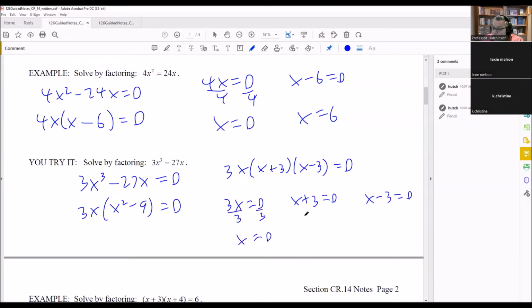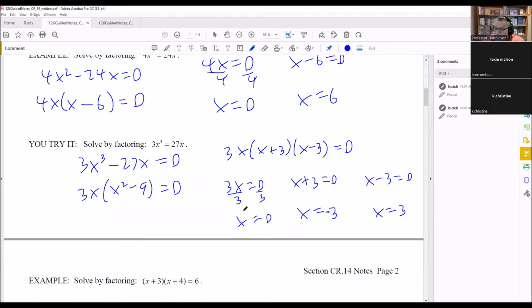If you subtract 3 from both sides, you get a negative 3 here. Add 3 to both sides, you get 3. So 0, minus 3, plus 3, those are the 3 answers we get from this one.